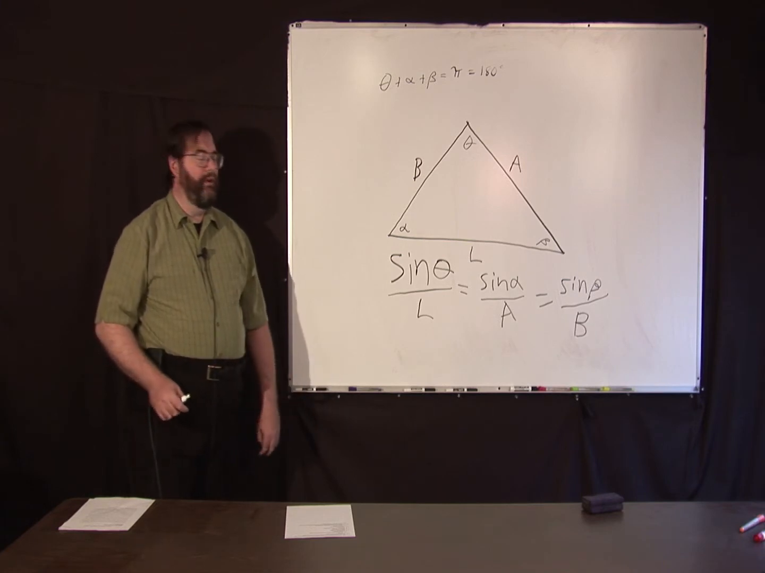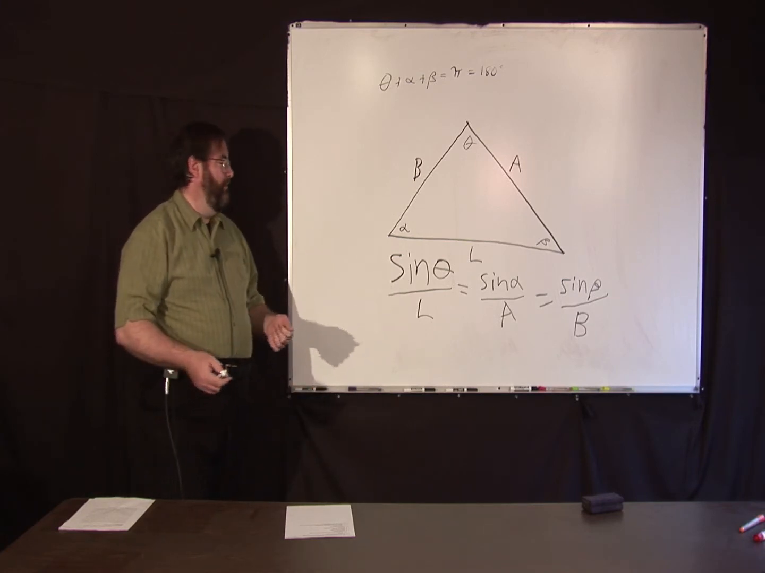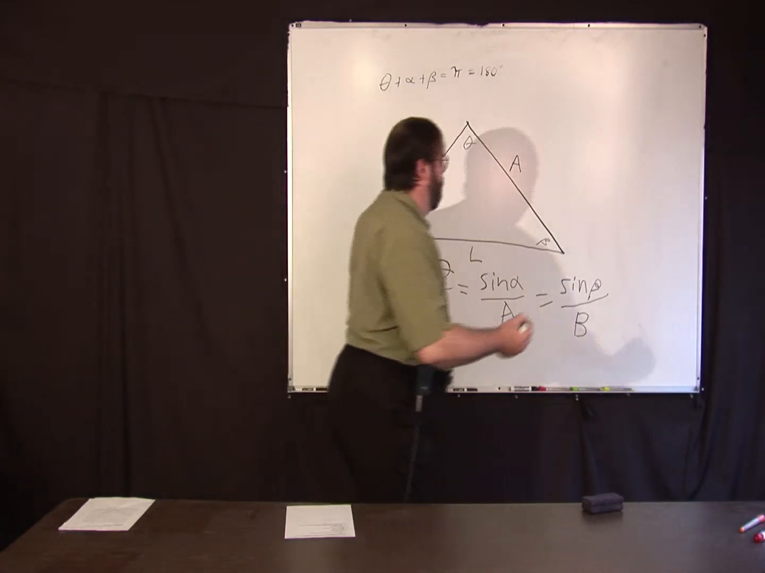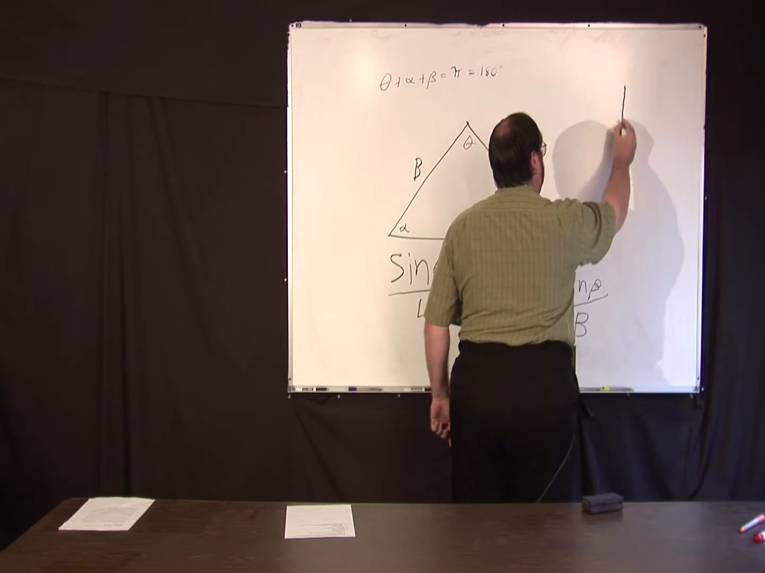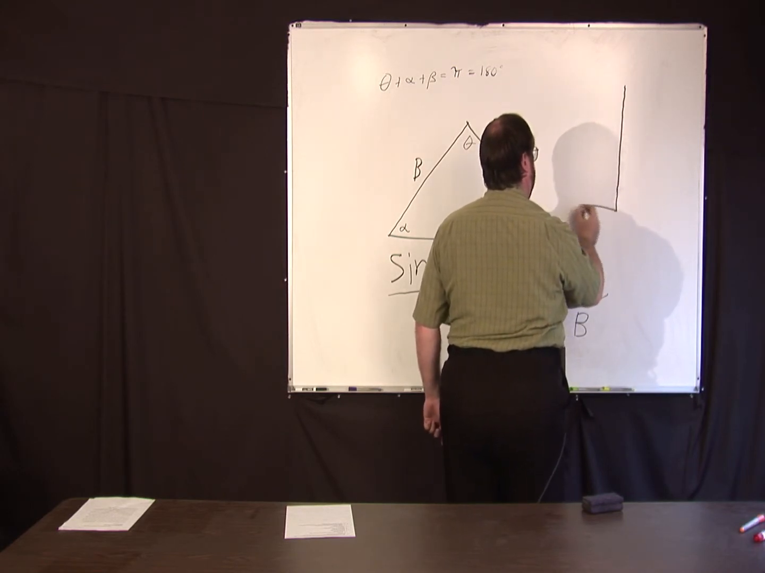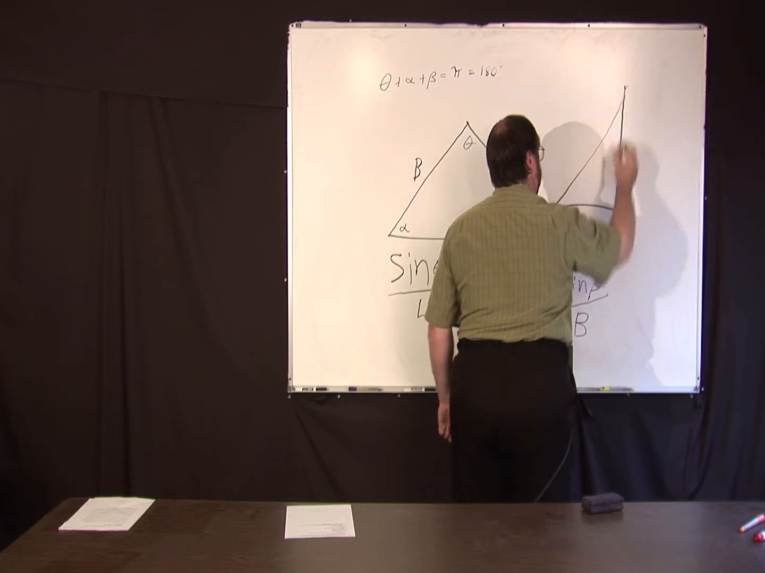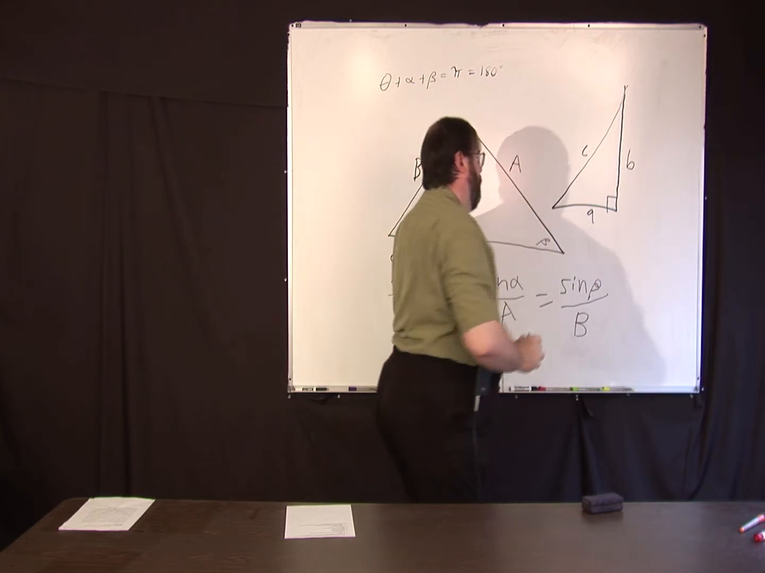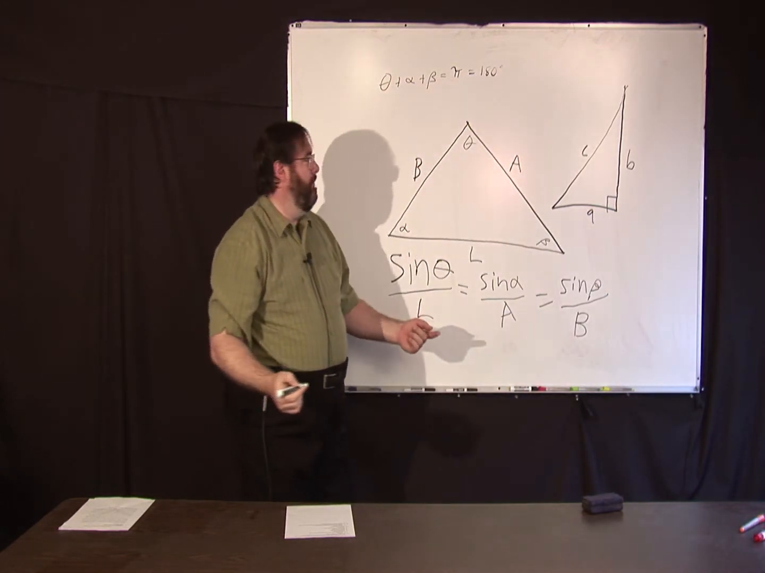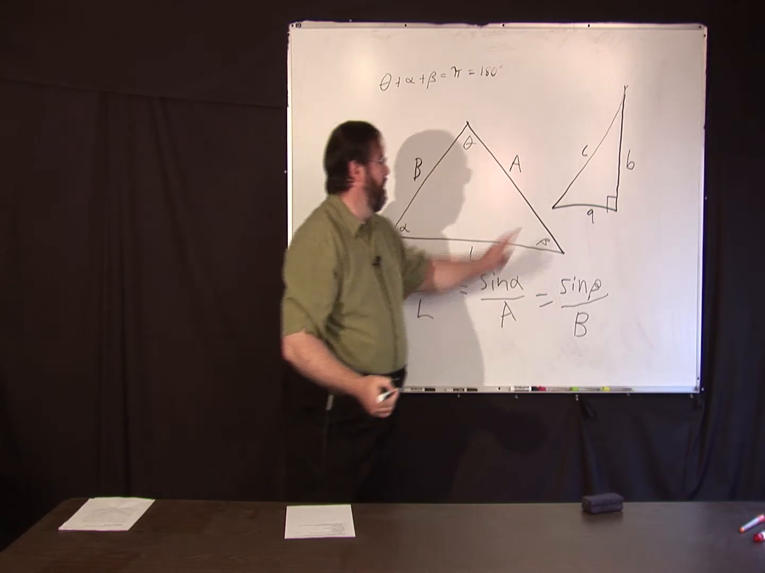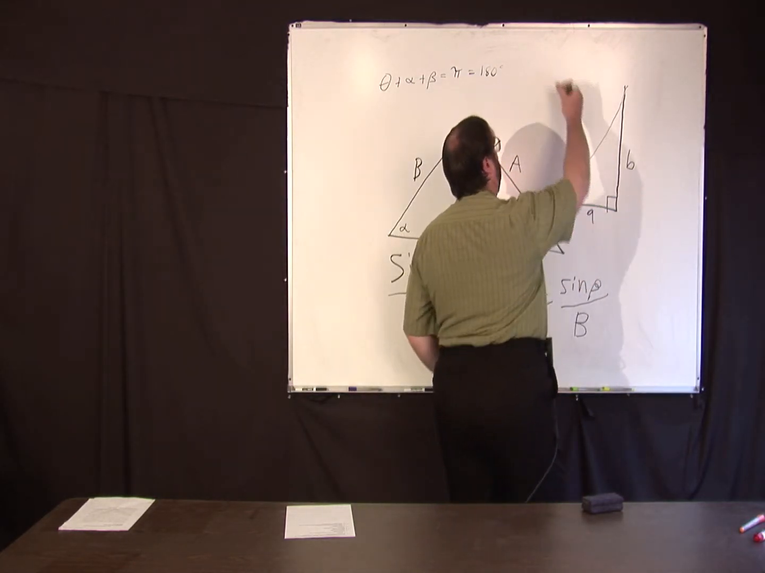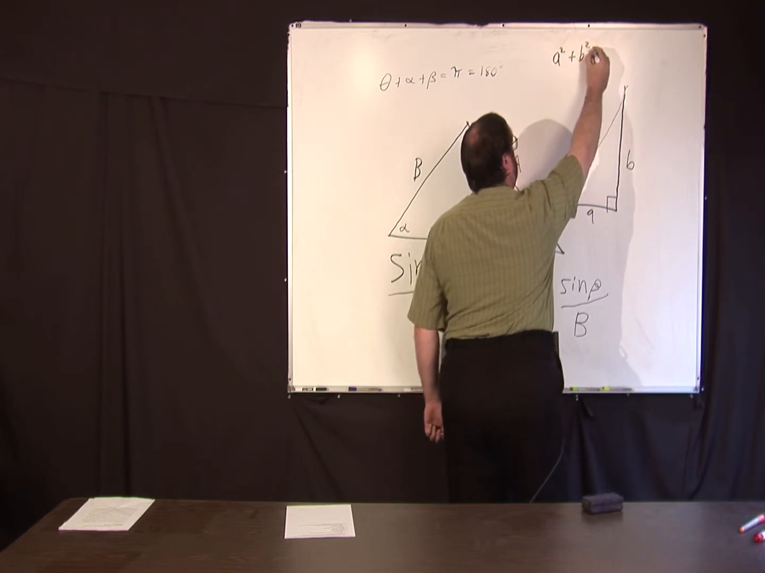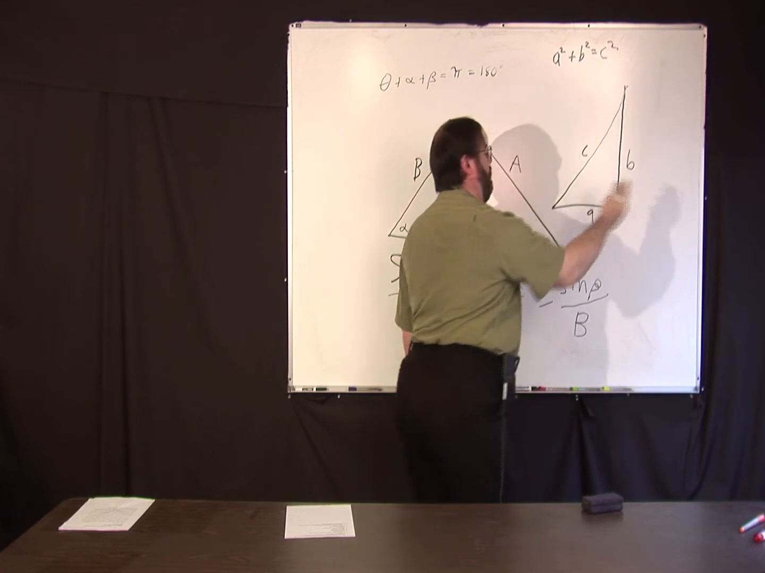There's also a subset of triangles, which should be review for everybody watching this. A right triangle is a special type of triangle that has a right angle, or a 90-degree angle, or a pi over 2 angle. Then we have the famous Pythagorean theorem for the sides of a right triangle, where c is the hypotenuse, the side opposite the right angle: a squared plus b squared equals c squared.